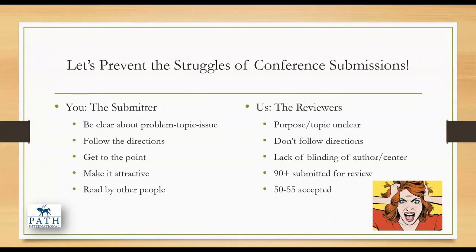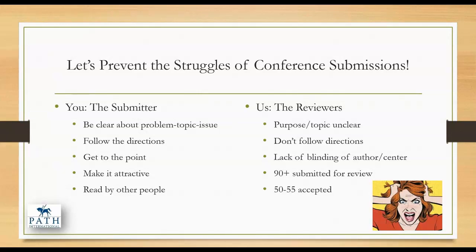Another problem that gives us headaches is that submitters don't follow directions. So following directions means keeping things concise, keeping things direct, but also a matter of blinding. And we'll get to that in a bit. But basically, this is a very small community in the EAAT field. And so if you put the name of your center or your name or your fellow presenter's name, guaranteed one of us is going to know that. So we really want to keep blinding of the author and the center throughout your abstract.